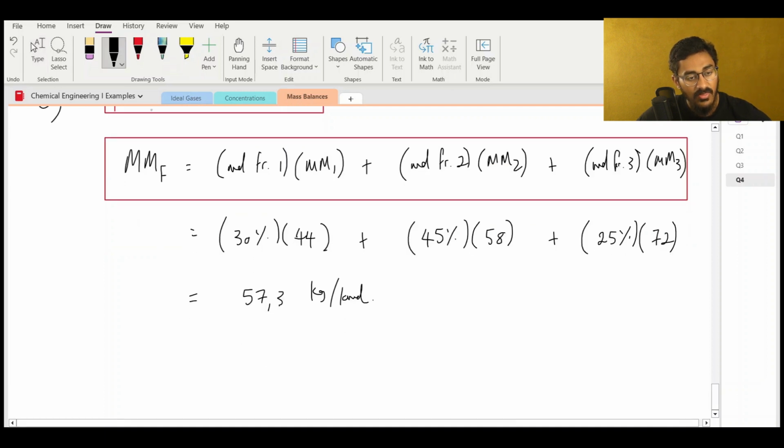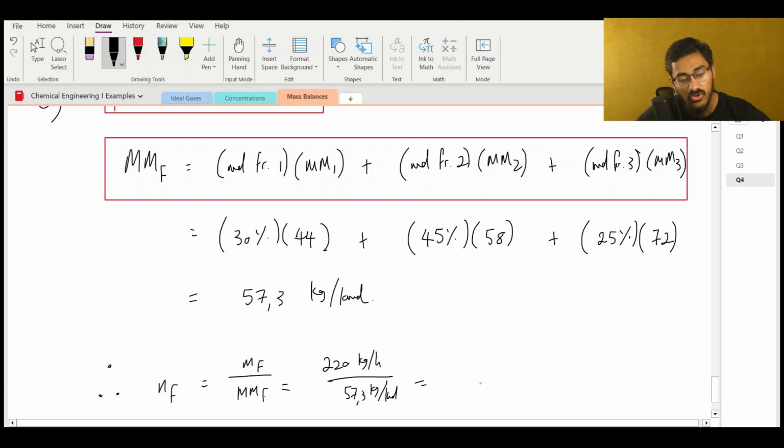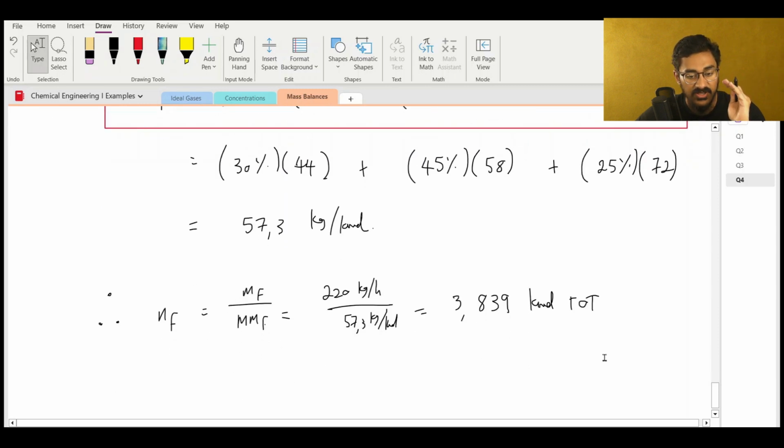So if I know the molar mass of the feed stream and I know the mass of the feed stream, then we can say, therefore, number of moles in the feed stream is equal to mass of the feed stream divided by molar mass of the feed stream. So that's 220 kilograms per hour divided by 57.3 kilograms per kilomole. And if you do your unit conversions, you end up with 3.839 kilomoles total. So that's the total number of moles in the feed stream.